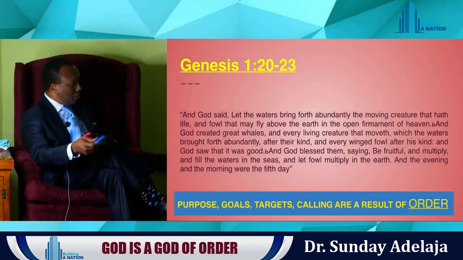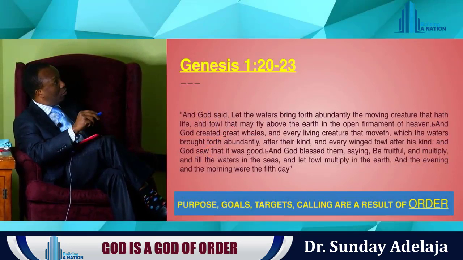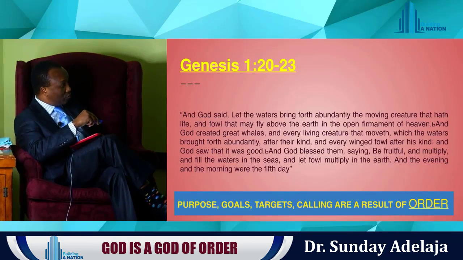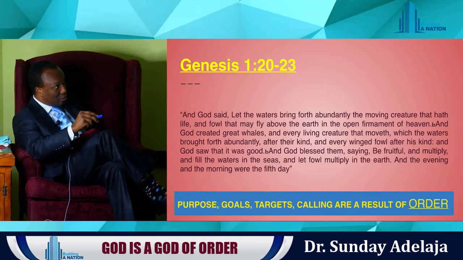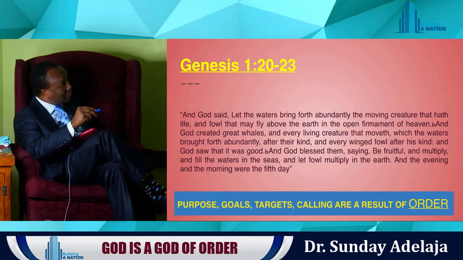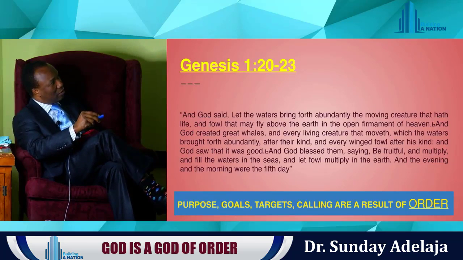And that's what I'm talking about. What you just saw, those are descriptions of purpose, allocation of purpose. Let the waters bring forth abundantly the moving creature that hath life. That is the goal. That is the target. That is pointing out the purpose. That is saying you are here for something. Waters, you have a purpose. Even water has purpose. Waters bring forth abundantly.